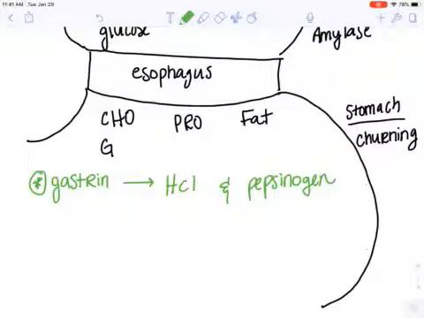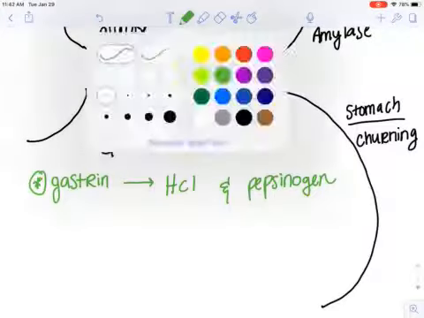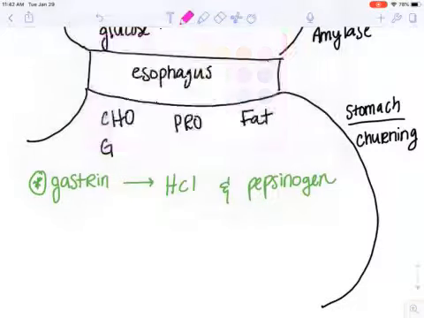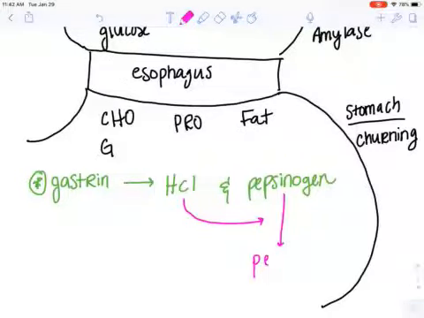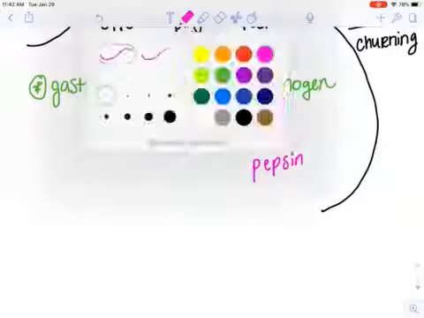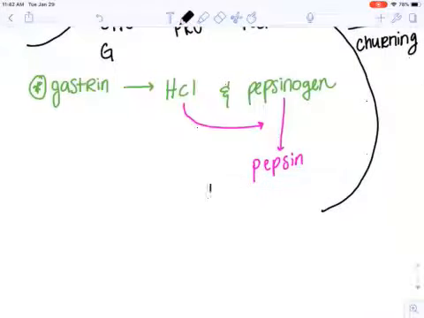And this process is going to start the chemical breakdown of protein. So HCl is going to change pepsinogen to pepsin. And this pepsin is going to be taking our proteins to amino acids. So that's going to be the chemical digestion that's occurring in the stomach, is predominantly going to be proteins.